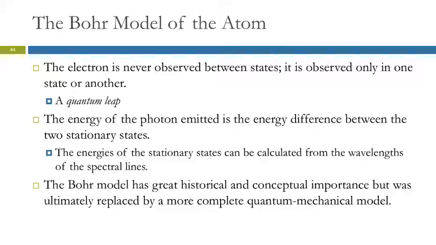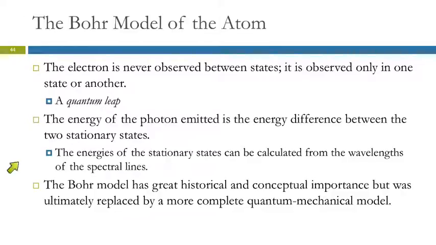So the electron is never observed between states. It is only in one state or another. It's called a quantum leap. It's in one level, and then bang, it's in another level without going through the space in between. That seems impossible, doesn't it? Well, the electron belongs to that category of the absolutely small. It doesn't have to behave like normal objects do. So the energy of the photon that gets released is the difference in energy between the two states. How does it get to a higher energy? It absorbs energy from something around it.